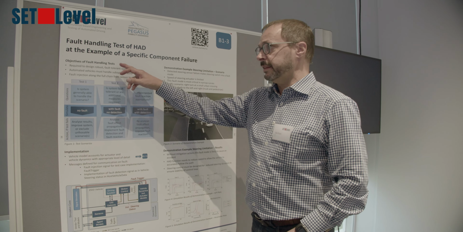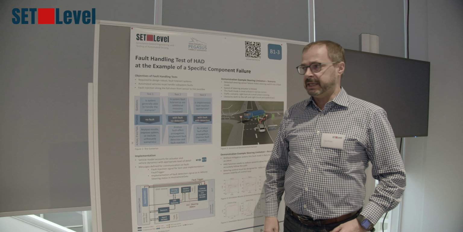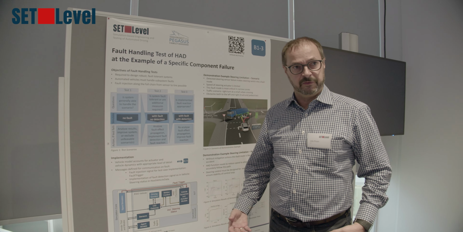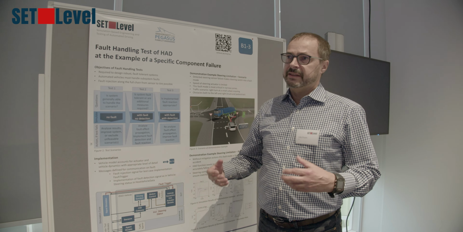And an automated vehicle must also be capable of handling subsystem faults. And these subsystems are not only those systems which are new if you have automated driving, like a sensor, but also the traditional mechanical components like a tire or an actuator component could fail, and the automated system must be capable to handle this.